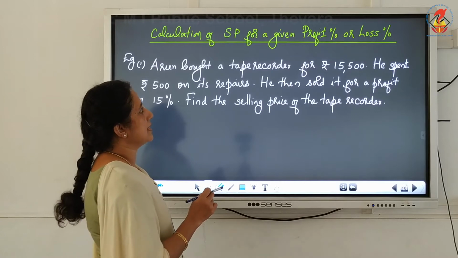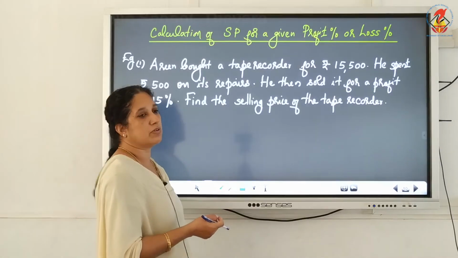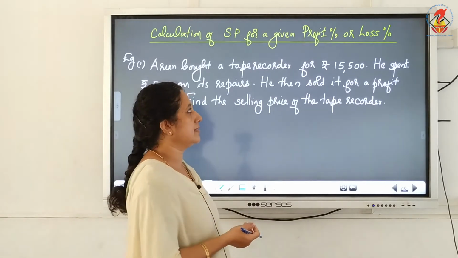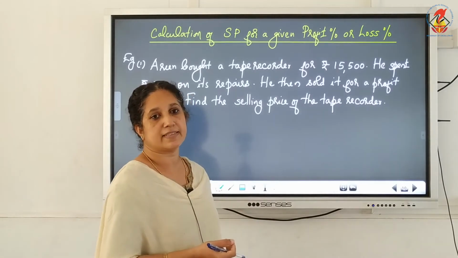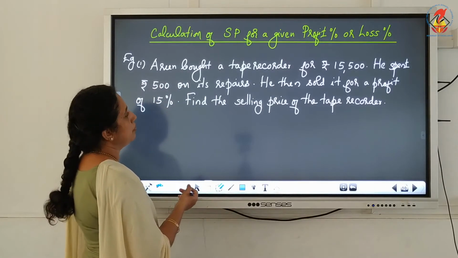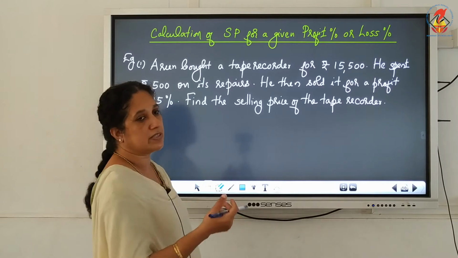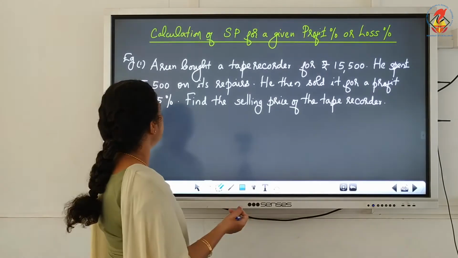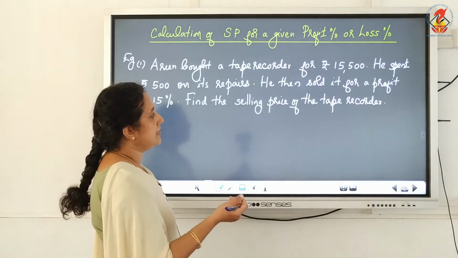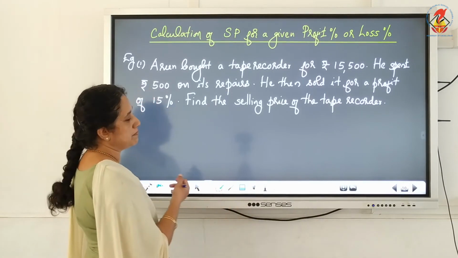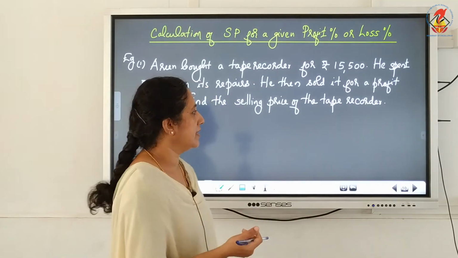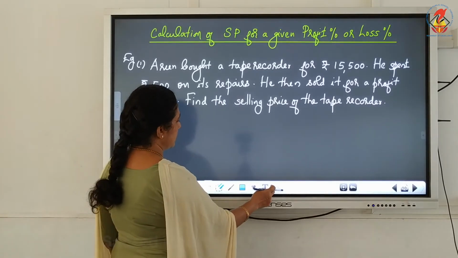Now, calculation of selling price for a given profit percent or loss percent. A profit percent or a loss percent is given. Then how can you calculate the selling price? Now look at this question. Arun bought a tape recorder for rupees 15,500. He spent rupees 500 on its repairs. He then sold it for a profit of 15%. Find the selling price of the tape recorder. Now here we have to find out the selling price.